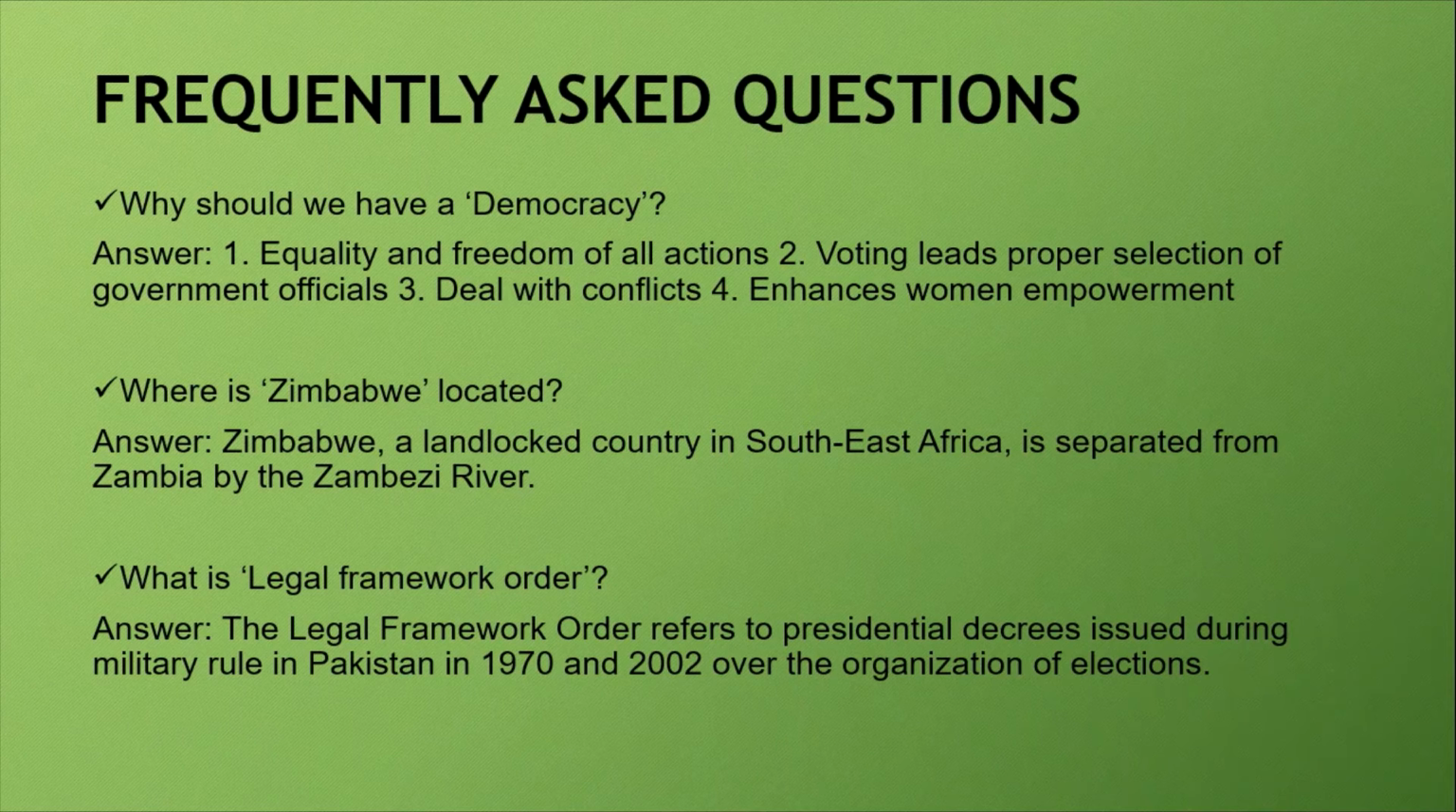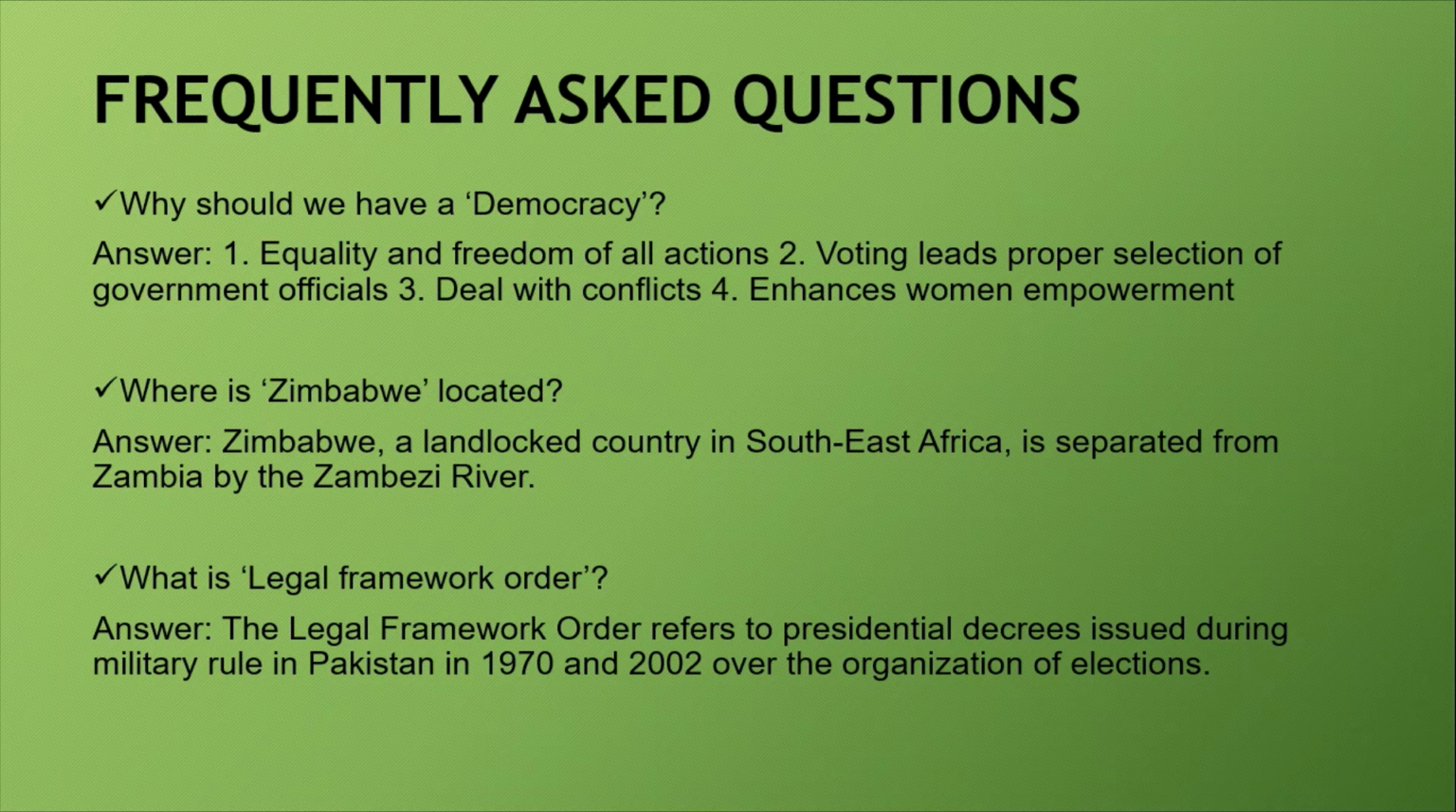Now I will answer some frequently asked questions. The most important and common question, which hopefully everyone has, is why should we have a democracy? So the first reason is equality and freedom of all actions. Second is voting leads to proper selection of government officials. Third is dealing with conflicts. And fourth is enhances women empowerment. These are the four important reasons for why we should have a democracy.